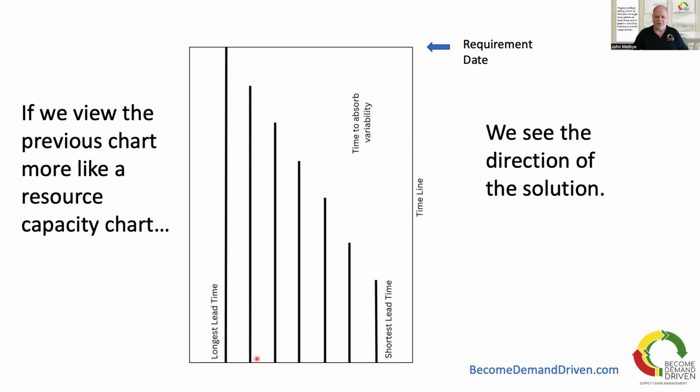So this one I would order exactly at the longest lead time. But the rest of these would shift. And some would be up here, some would be here, some here, some here. But I would end up with a smaller white space of time to absorb variability if I adjust each individual part to arrive sometime prior to the requirement date.